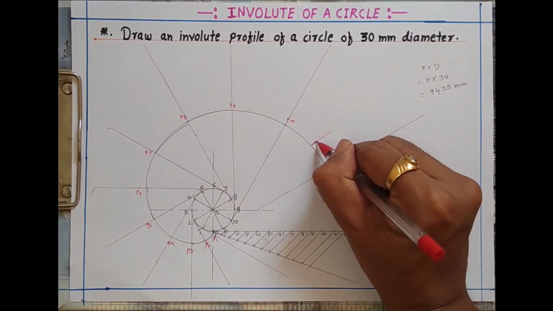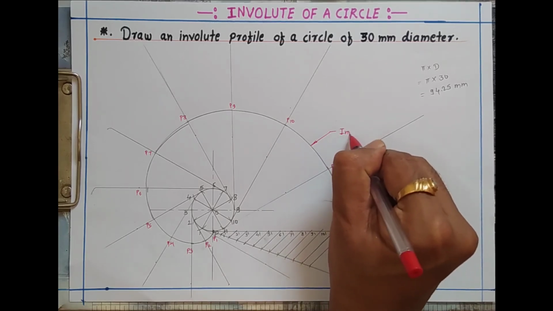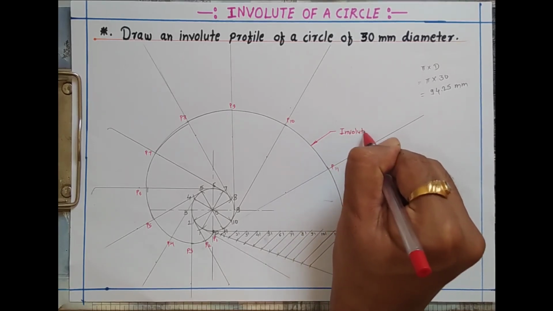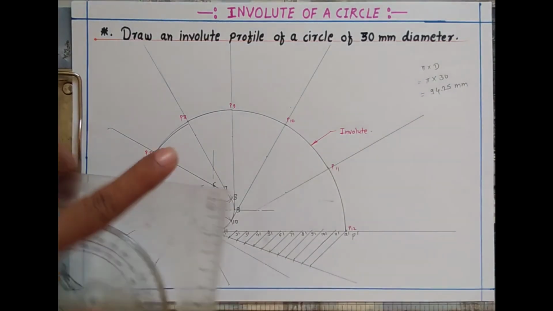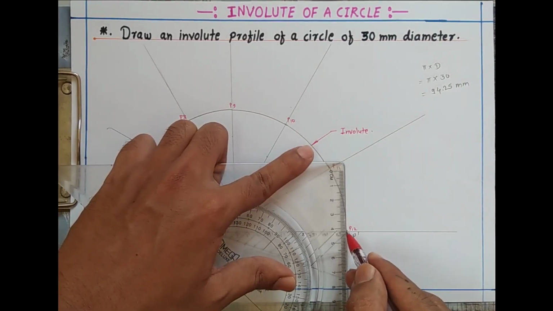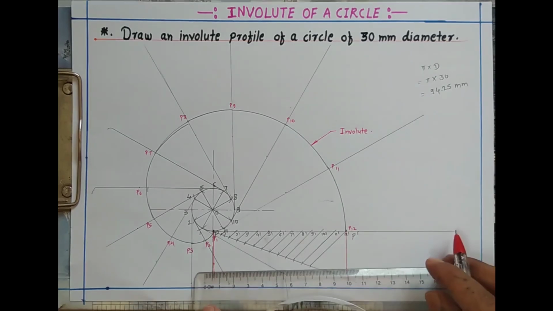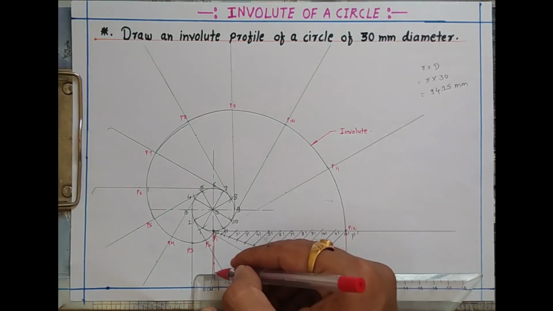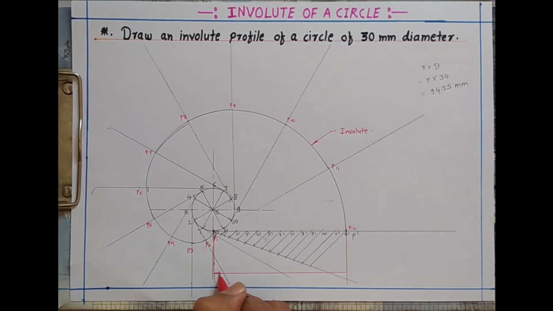Do naming for that curve by means of that arrowhead as involute. Okay, now we can also show the dimension which equals to the circumference from P to P dash by means of a dimension line. So show the closed arrowheads over here at the two extreme ends.